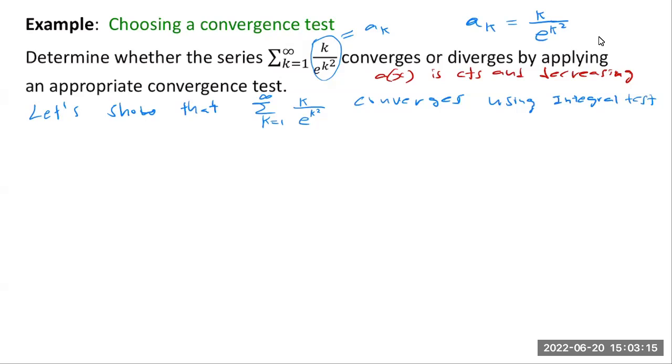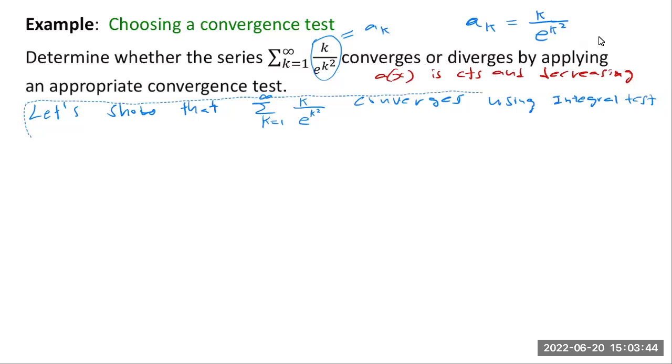Well, as always, let me identify this as my a_k. This is the general term a_k, which is equal to k over e to the power k squared. If I want to apply the integral test, then I have to identify my function a(x). What is my function a(x) going to be in this case?